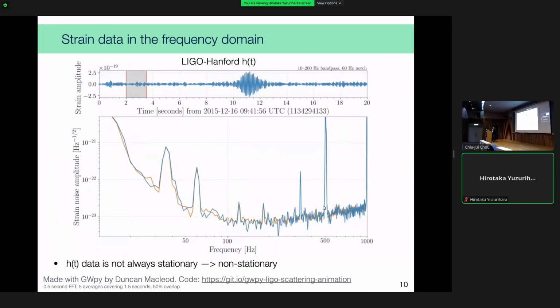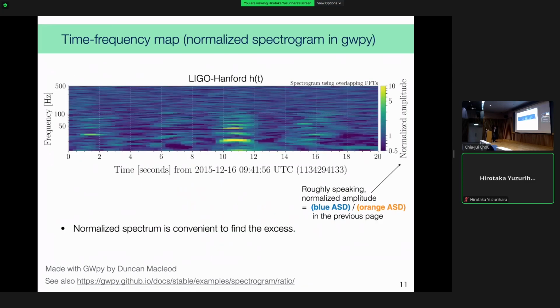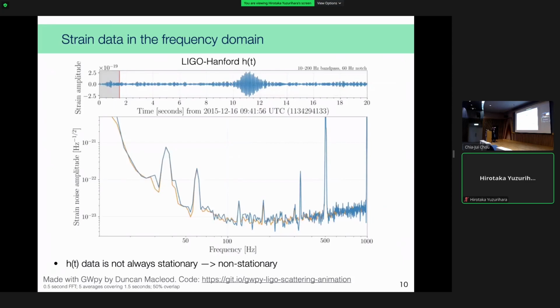Next, I explain how we visualize the non-stationary noise. This is one example. In this plot, the x-axis is time, the y-axis is frequency, and the color bar on the right side is called normalized amplitude. Roughly speaking, normalized amplitude is the ratio of the blue ASD and the orange ASD in the previous slide.